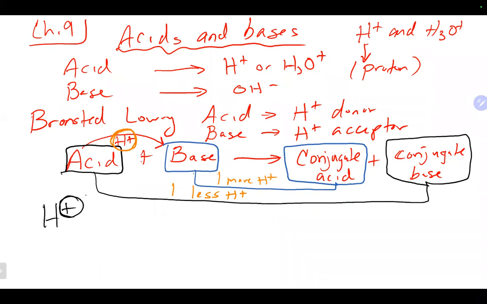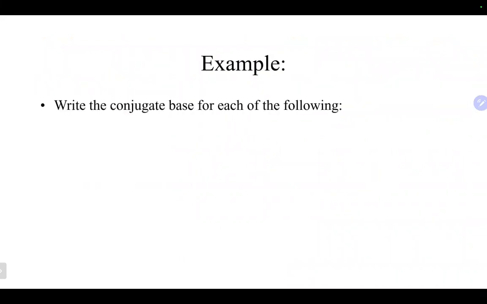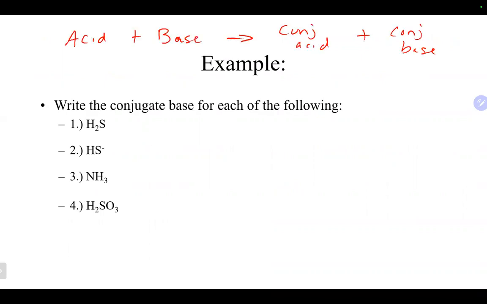Okay, so I think we did an example last time. Why don't you take a couple minutes here and see what you come up with. For each of the following, we want to write the conjugate base. So see what you come up with. Okay, let's take a look here and see how we're doing. So in this case, we're looking for the conjugate base. Remember that if we are not sure what's going to happen, you should know that we are talking about an H plus.